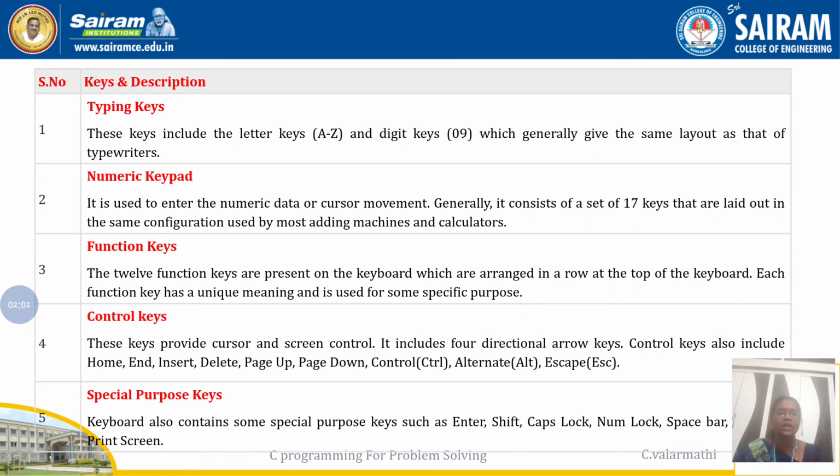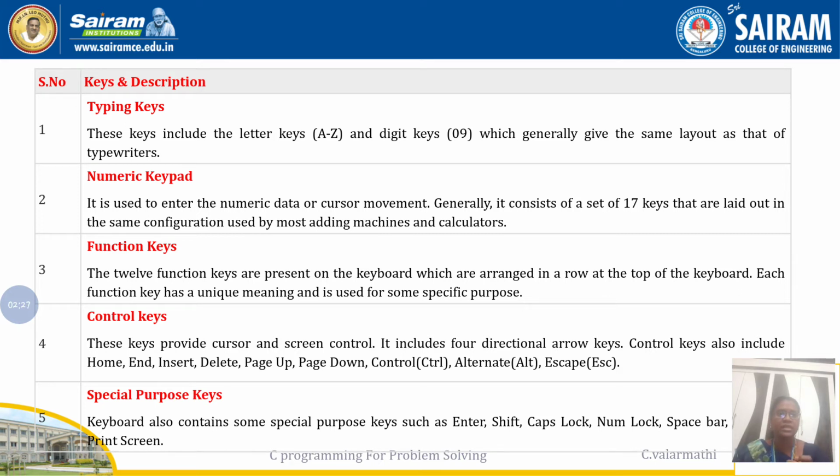According to our needs, I have classified the keys on the keyboard into 5 types. First one is typing keys, second one is numeric keys, third one is function keys, fourth one is control keys, and fifth one is special purpose keys. First one, what is meant by typing keys? Typing keys are nothing but alphabetical keys.